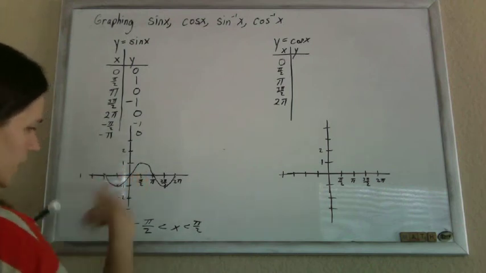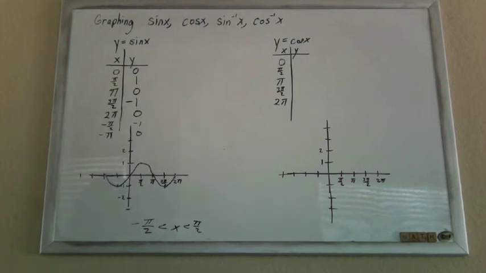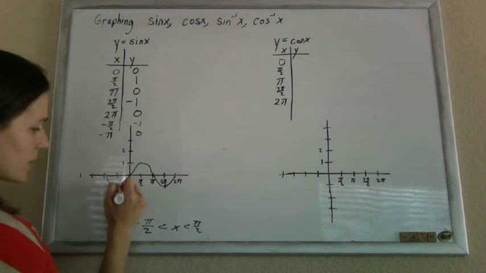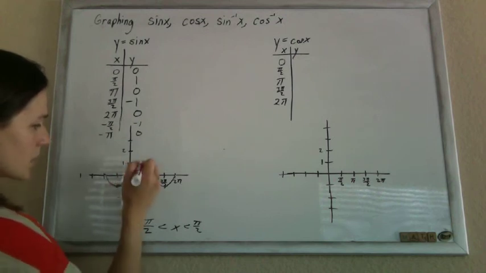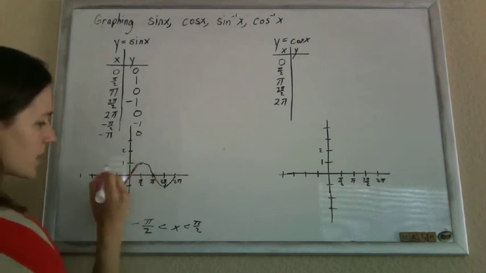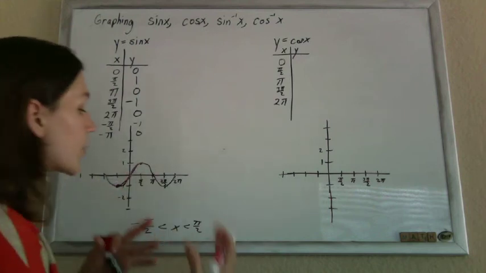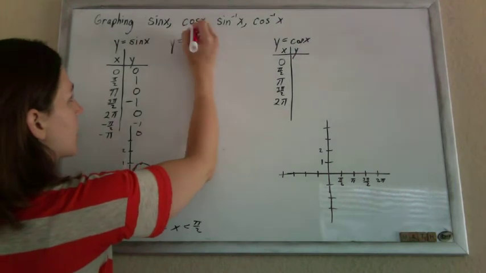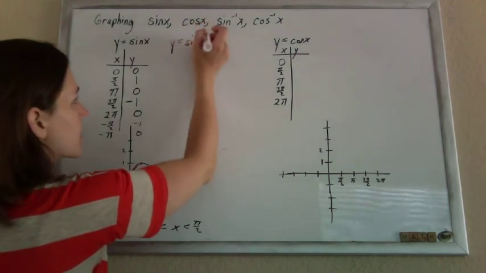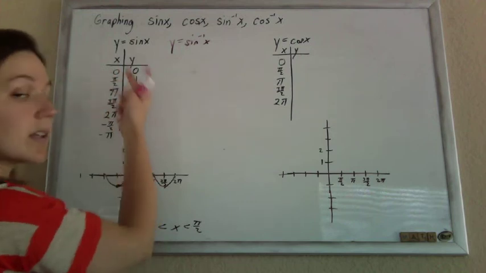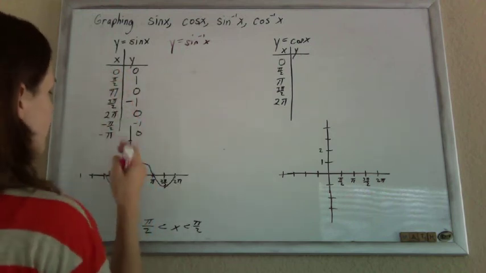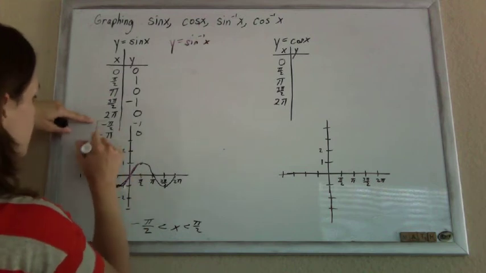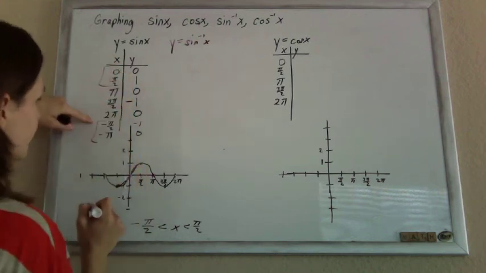Here it starts to fail too, but what we see is if we restrict our domain between negative pi halves and pi halves, then that will pass a horizontal line test, so when we invert it, we'll have a function. So when I go to graph y equals the inverse sine of x, the inverse function just inverts the x and the y, and I want to do it between negative pi halves and pi halves.